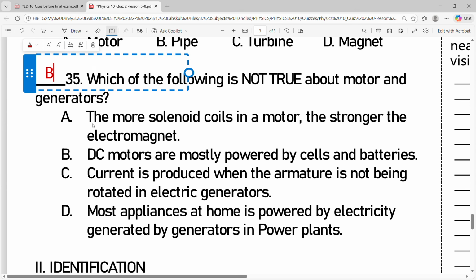Did you see it? Sorry, the answer is C. If current is produced, our armature will rotate. It will rotate because there's an electromagnetic field that is produced. Okay.